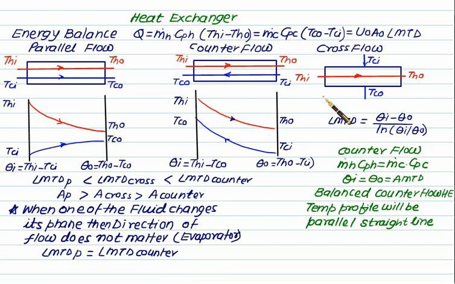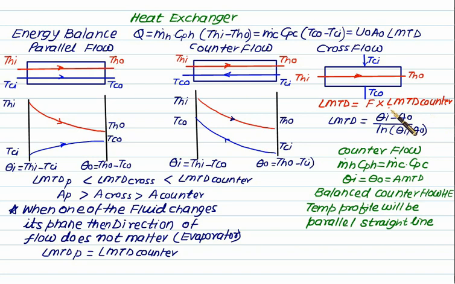Whenever we are given the cross flow, the LMTD of a cross flow can be calculated on the basis of the LMTD of a counter flow. You have to simply multiply it by F, which is called the correction factor, and since this correction factor is always less than unity, the LMTD for cross flow is always less than the LMTD of counter flow.